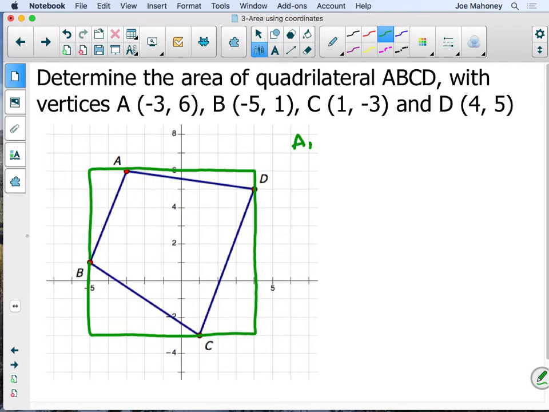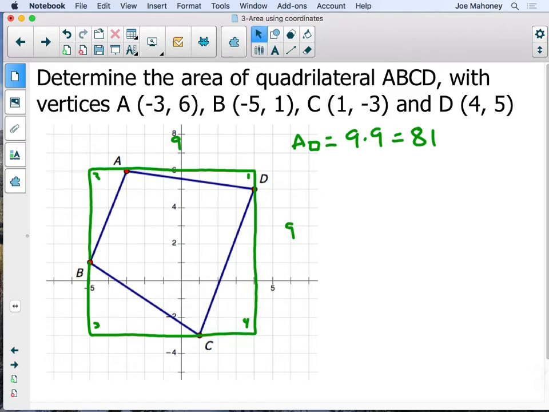Let's see. So it looks like I go across the top. I got 9 boxes across the top. And it looks like I got 1, 2, 3, 4, 5, 6, 7, 8, 9 along the side. So 9 times 9, area of the whole entire box is 81. And I'm going to pull out the 4 triangles. Call that triangle 1, triangle 2, triangle 3, and triangle 4. I'll find each of those 4 areas next.